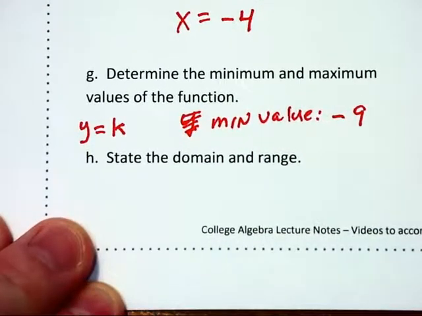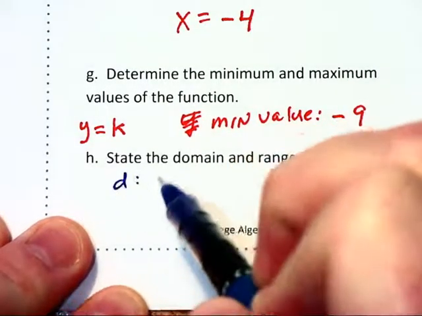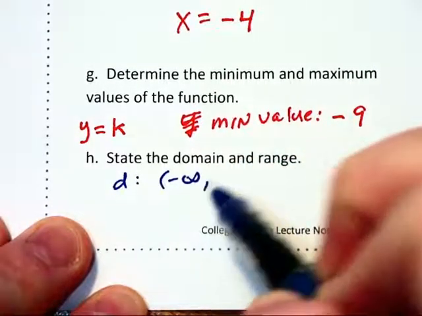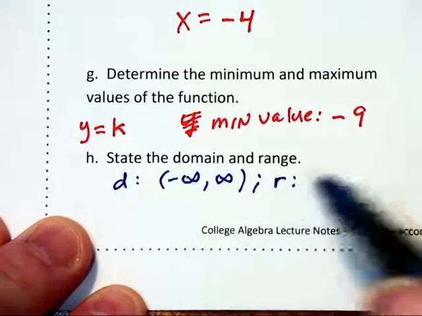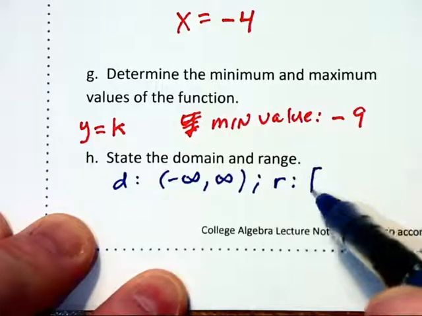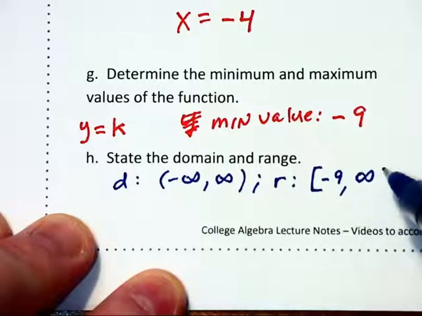The graph of our function extends forever left and right, so the domain is all real numbers from -infinity to +infinity, and the range will start at -9 and extend upward to +infinity.